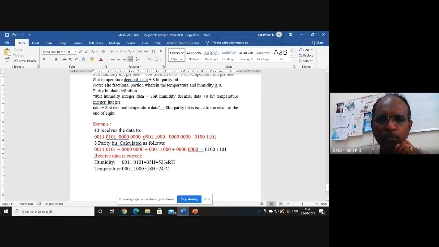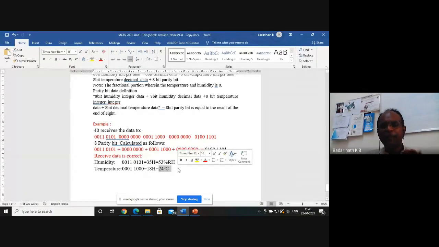Similarly, I will take the temperature. Anyway, the decimal portion is 0. So it's nothing but 18 in hexadecimal, that is in binary. Convert: 8 into 16 to the power of 0 plus 1 into 16 to the power of 1. You will get 24 degrees centigrade. So 24 degrees centigrade is the temperature. It's already pre-calibrated and calculated. You just have to read it and get it.